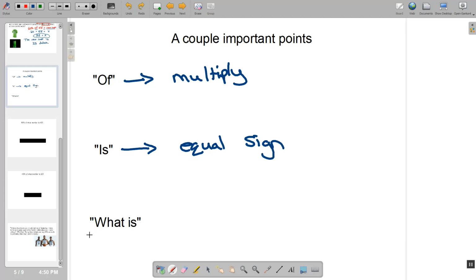And "what" or "what number" is, anything that we don't know the number of is our variable. And when we're talking about variables, I almost always use x just to be consistent, but you can use any variable that you think is appropriate. So let's go through a couple more examples.